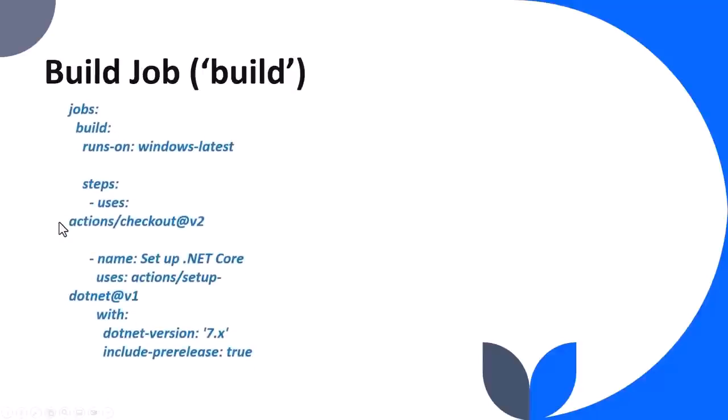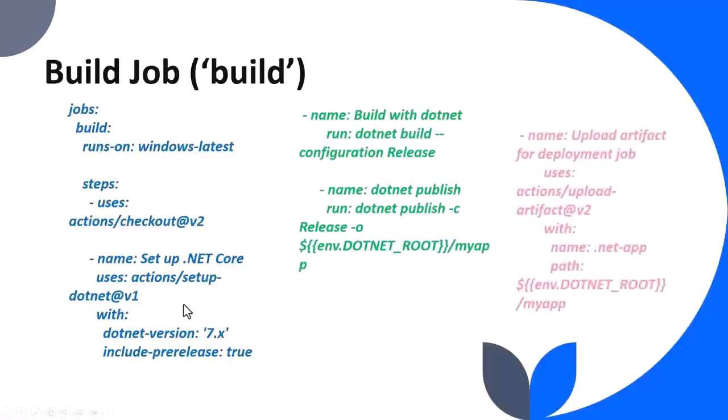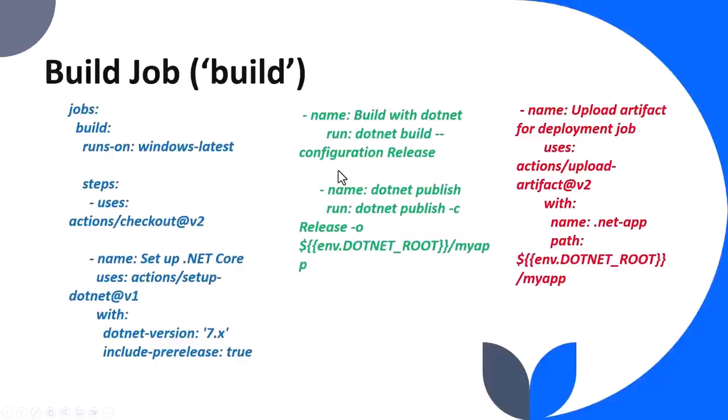The next section is the build. The build job uses actions/checkout at version 2. It checks out your repository to the runner. And then .NET setup. It sets up .NET Core. And then .NET build. It builds the .NET Core app in release configuration. Configuration is release, and then .NET publish.